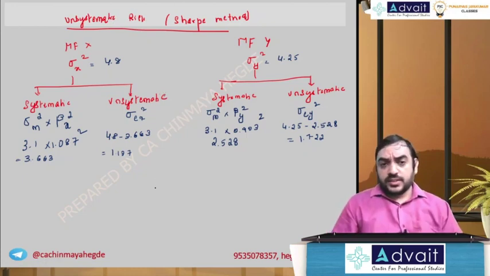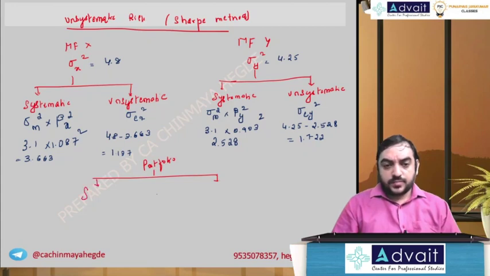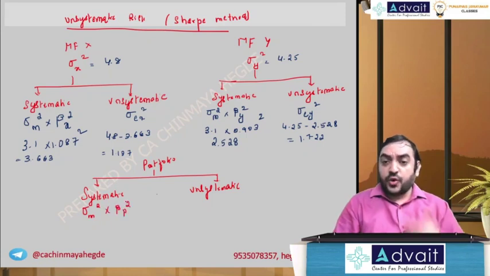Okay, now relating to the portfolio, systematic and unsystematic risk. Systematic risk we already calculated, and we know the formula also: market variance multiplied by the beta of the portfolio squared. The same formula we used, we already calculated.